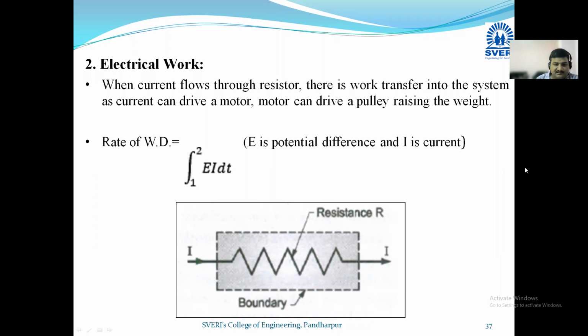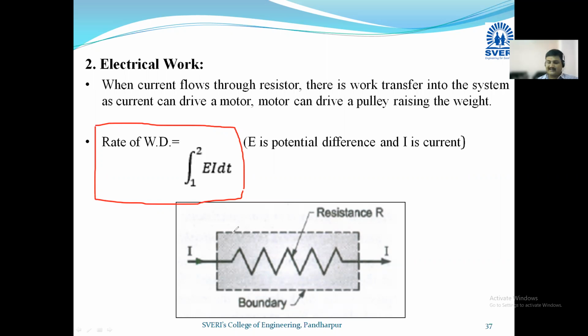And when due to that potential difference current is flowing, then the work done in case of the electrical work is calculated. Rate of work done is calculated by the formula integration 1:2 EI dt. E is the potential difference, I is the current, and it gives us the total work.